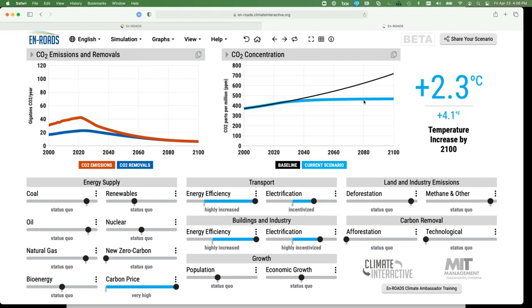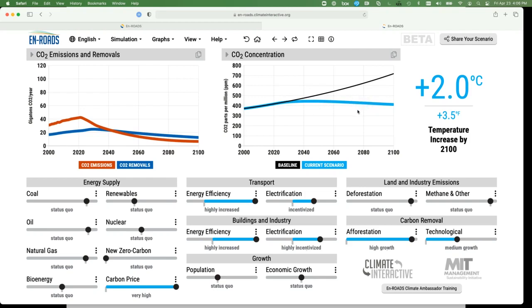To do that, I'm going to try some other things. We could reduce emissions more, or we could boost removals. We can push CO2 removals up, the blue line up. So what if we grow more trees, it goes up. What if we have some technological carbon removals? Then we get to the point where in 2045 it's flat, but after that, the outflow exceeds the inflow, so you have the level of water in the bathtub coming down. You have emissions lower than removals, so the concentration starts coming down.